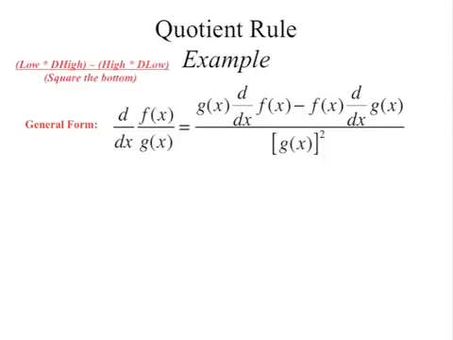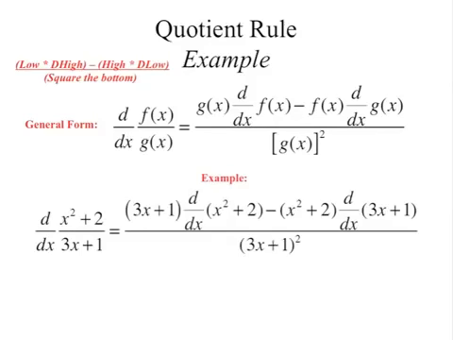Now a simple way to remember this is there's a little rhyming scheme that goes: if you assume g of x is low, and f of x is high, then you say low d high minus high d low, and you say square the bottom, and away we go. So basically, it's low d high, where d means the derivative of the high one. So it's low times the derivative of high minus high times the derivative of low, and you just square the bottom. So it's low d high minus high d low, square the bottom, and away you go.